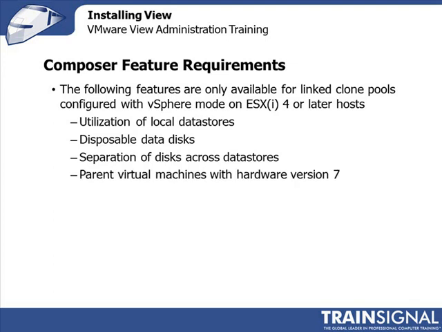If your pool is enabled for vSphere mode, you'll be able to use hardware version 7 virtual machines for your parent image. You will also have the option of using Sysprep instead of the QuickPrep option that Composer normally uses for the linked clones. This particular feature is only available when you're using at least vSphere 4.1 or later.